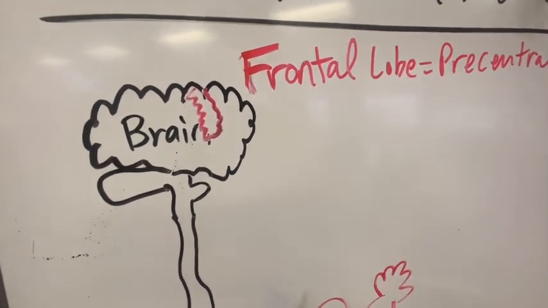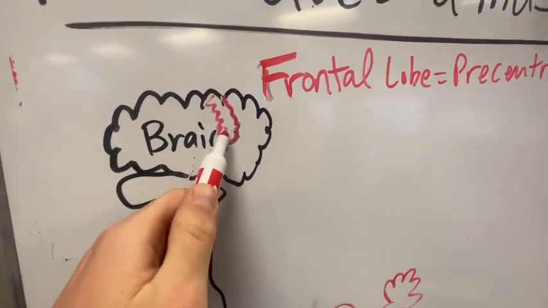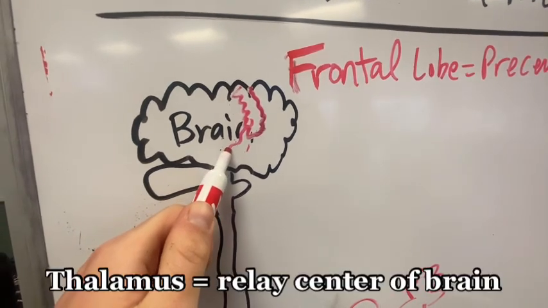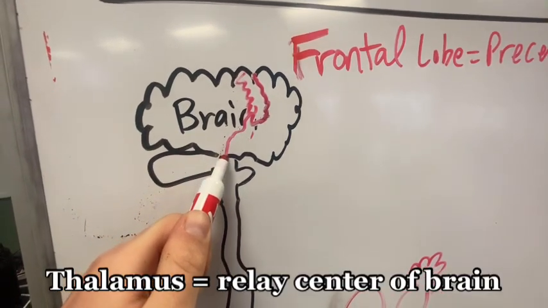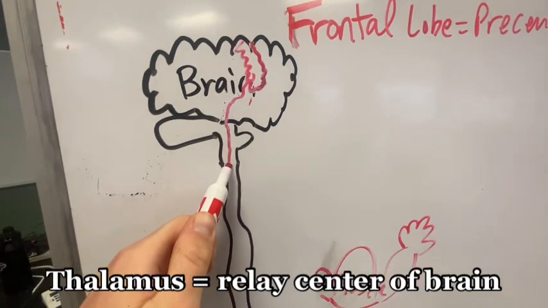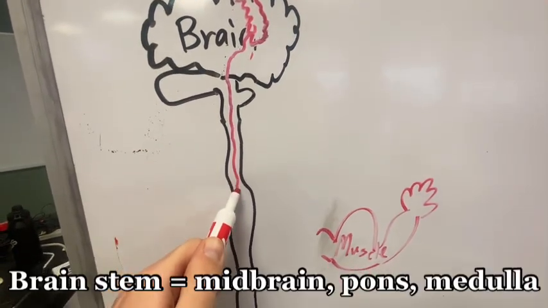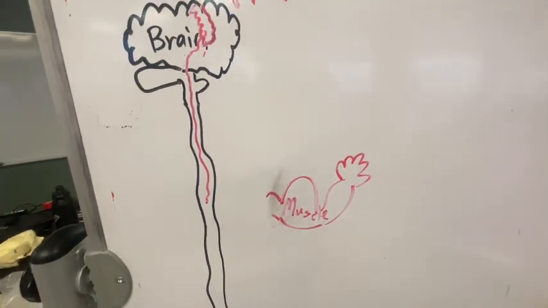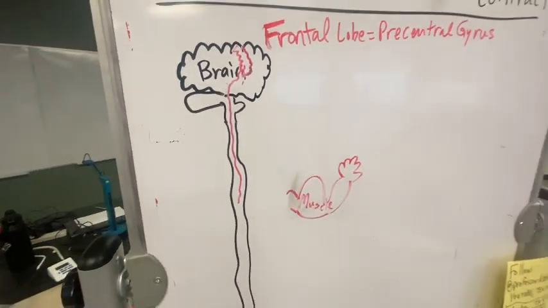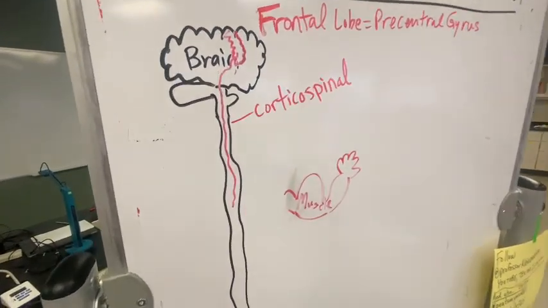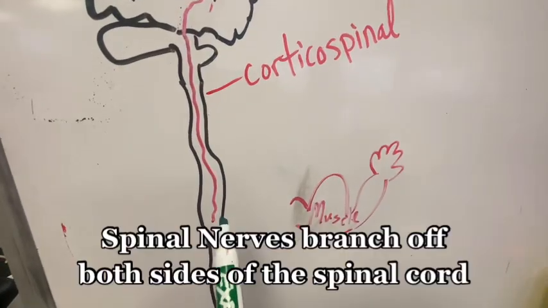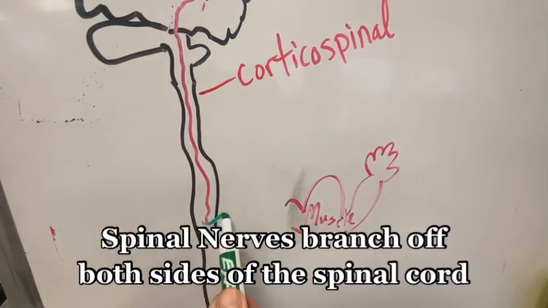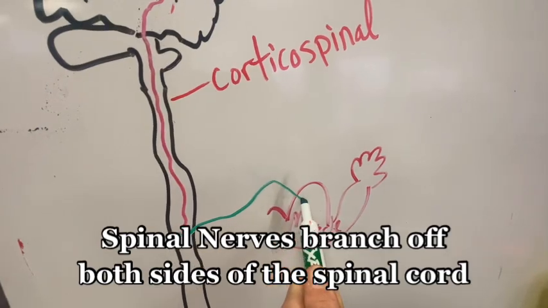But in the brain, from that precentral gyrus, like this, it sends a signal, an action potential signal, down the brain, out to the thalamus, down the brainstem, and then down the spinal cord itself, like this. Now this is traveling on what's called the corticospinal tract. So it's traveling down, and eventually it's gonna leave the spinal cord and make its way out to the muscle.